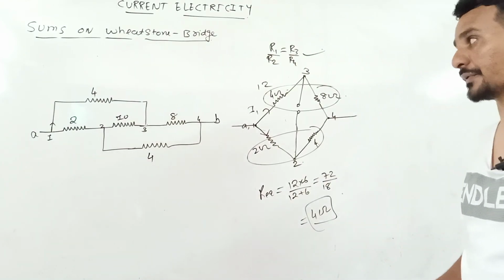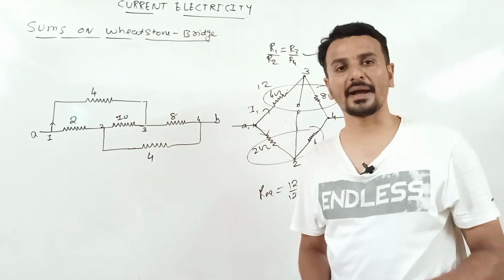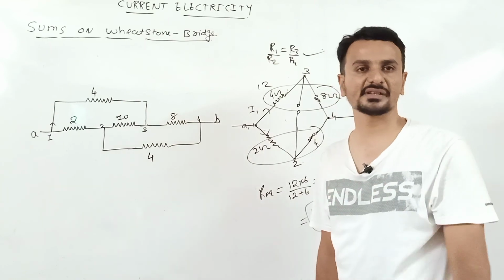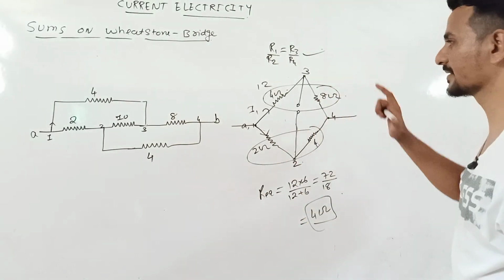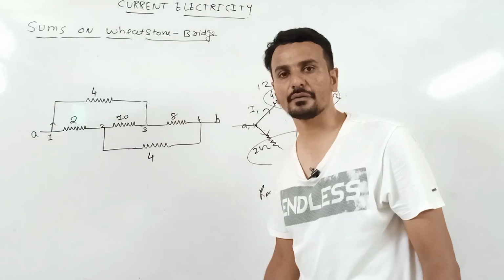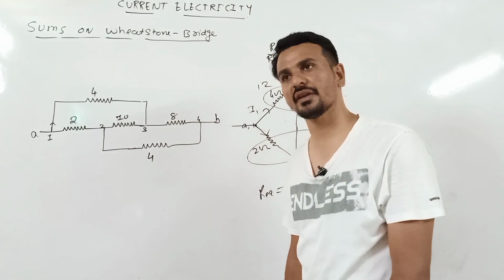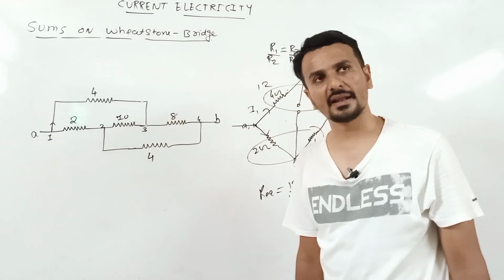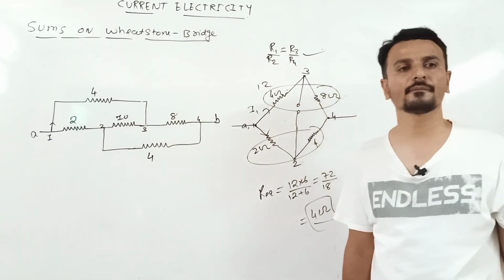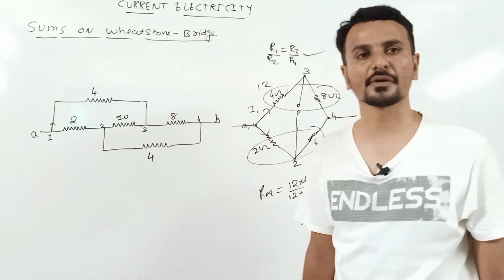Right, now in the next video, we'll discuss two methods of solving an unbalanced Wheatstone bridge. What if the ratio is not balanced? Then the middle resistance will not be neglected. Then how to find the equivalent resistance? This we will see with the help of KVL, and also we will see by using delta to star conversion. Right?